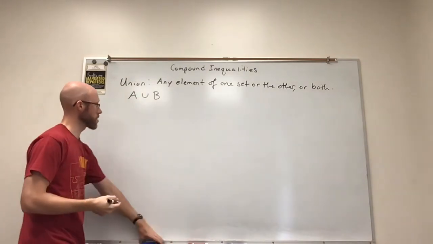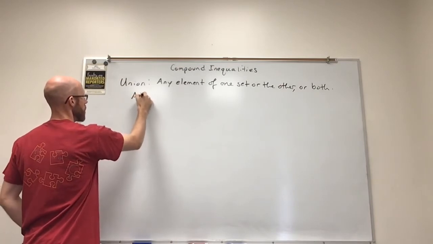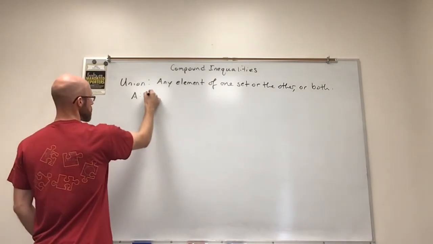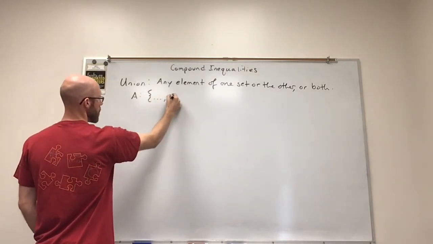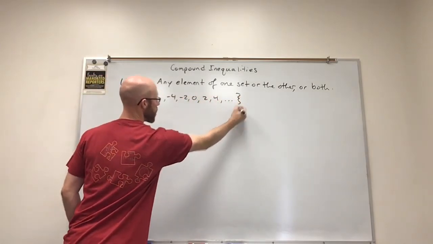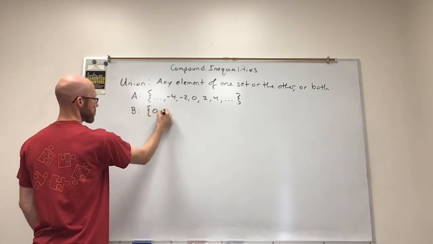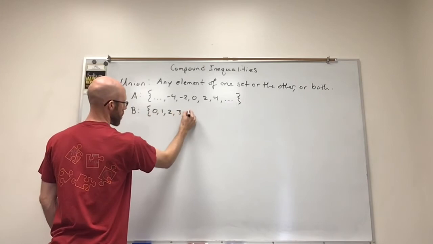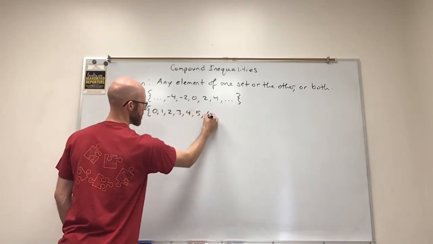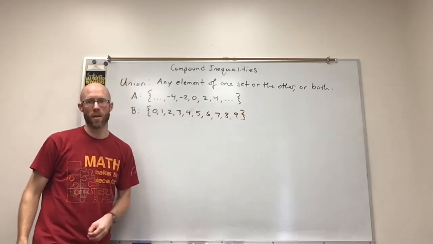Let's look at the example I did in a previous video where we dealt with set A to be all the even integers and set B to be all of the integers from 0 to 9: 0, 1, 2, 3, 4, 5, 6, 7, 8, 9, or what we would call the 10 digits, right? Those are the 10 digits.